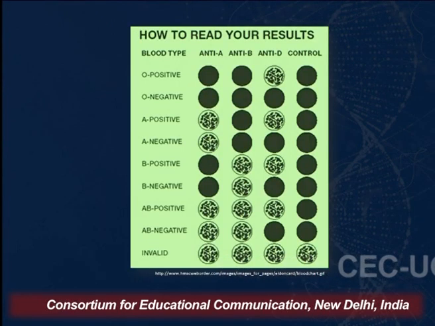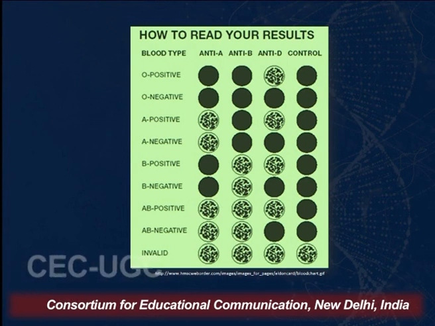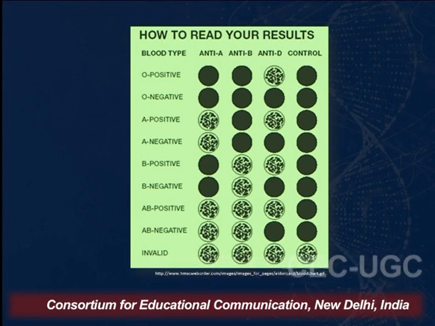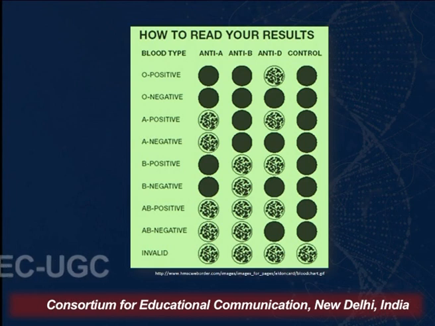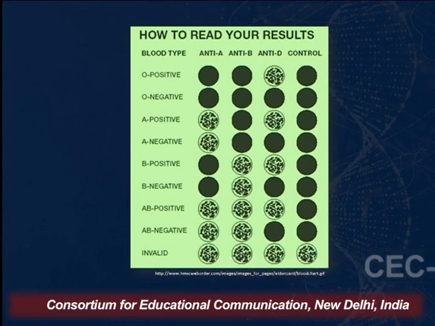So how do we read our sample results? If it is O positive, neither anti-A nor anti-B agglutination is present, but anti-D agglutination is present, which means it is Rh positive. So it is O positive. In O negative, it will be negative for all the antiserum reactions, whether anti-A, anti-B or anti-D.